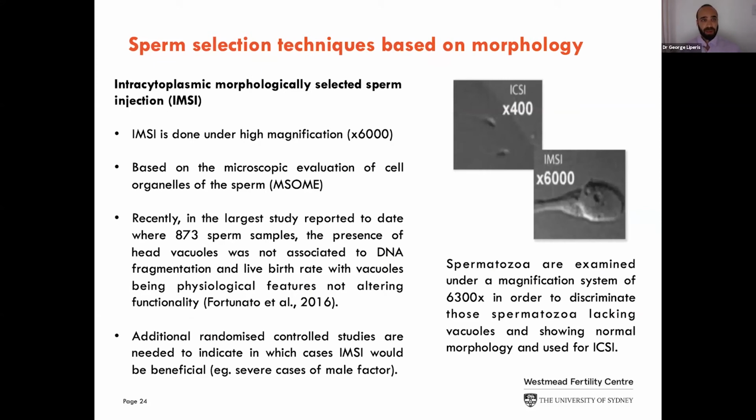Another technique based on morphology has been introduced, which is called intracytoplasmic morphologically selected sperm injection, or IMSI, which is done under a higher magnification in comparison with ICSI. So we can see here the common magnification under which ICSI is done, and the IMSI magnification, which is a lot more, around 6,000 times magnification. This technique is based on the motile sperm organelle morphology examination, or MSOME.